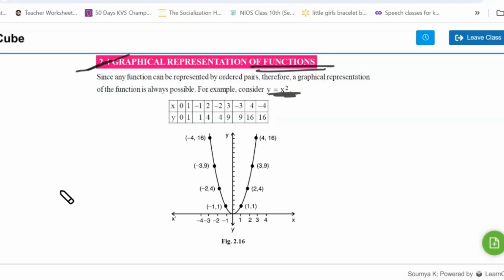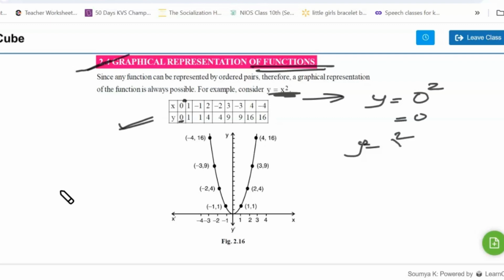y is equal to x square. So this is the value given to you. Here, using a table, it is shown that when x has a value, what will be the value for y. So for example, for x value 0, you have y equal to 0 square, that is 0. So that value is shown here.